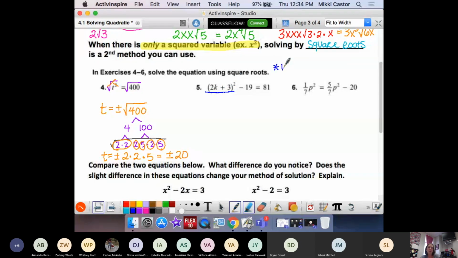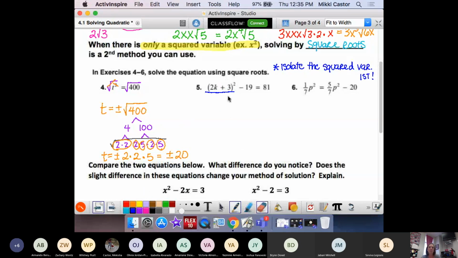So when you're solving, you want to isolate the squared variable first. Okay, that's what's going to help you get going. And then once you isolate the squared variable, then you can use your square root. We want to get this itself. Isolate means get it on one side of the equation by itself.